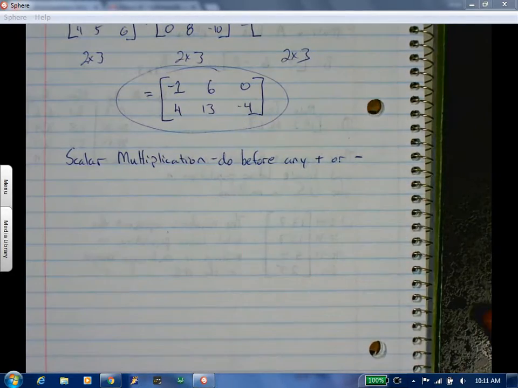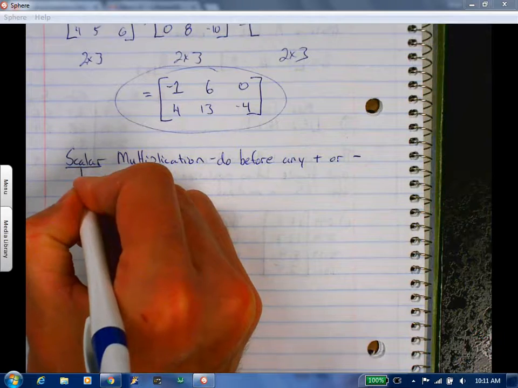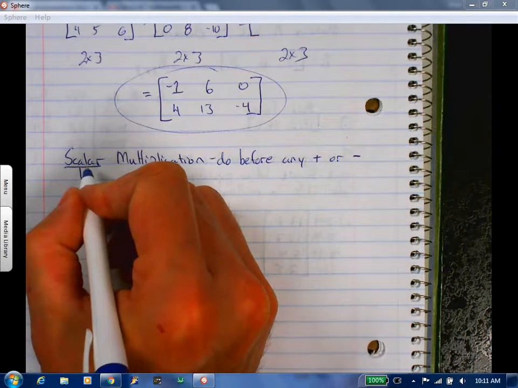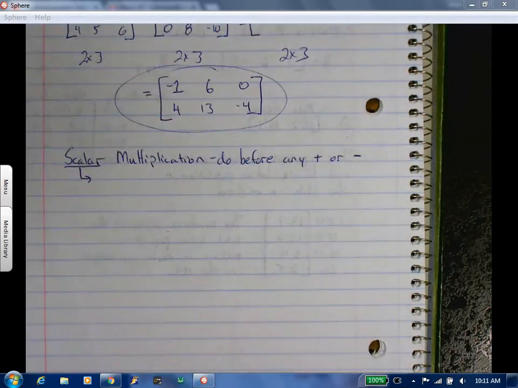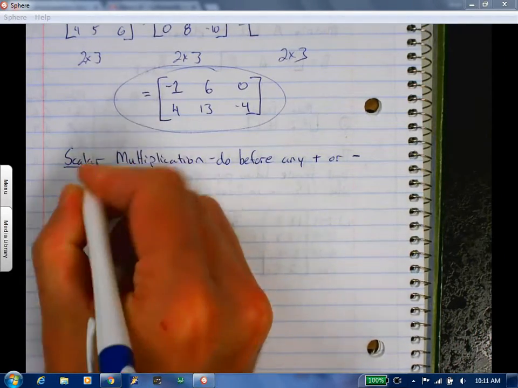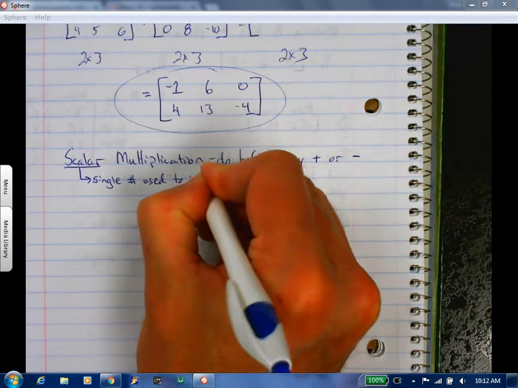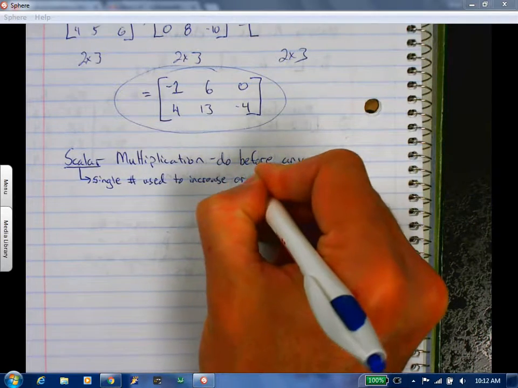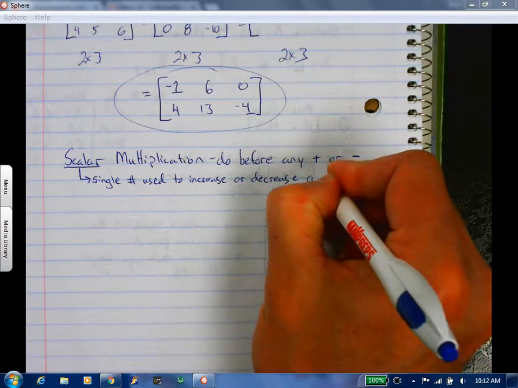A scalar, what's the base word for scalar? Scale. And if you scale something, you're either making it larger or smaller. So in mathematics, a scalar is a single number used to increase or decrease a given value. Think of slope. Slope is basically a scalar. Because you have a given number, you multiply it by the slope, and it makes it either go higher or lower.